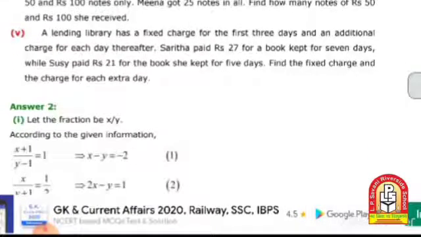Then after, the fifth question: a lending library has a fixed charge for the first 3 days and an additional charge for each day thereafter. Sarita paid rupees 27 for a book kept for 7 days, while Susy paid rupees 21 for the book she kept for 5 days. Find the fixed charge and the charge for each extra day.